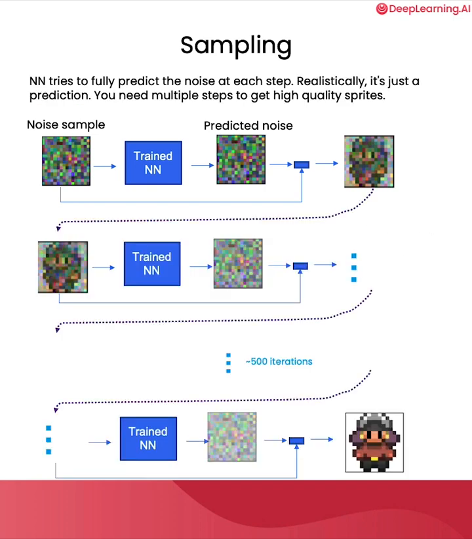Now, realistically, that is just a prediction of noise, and it doesn't fully remove all the noise, so you need multiple steps to get high-quality samples. That's after 500 iterations, we're able to get something that looks very sprite-like.